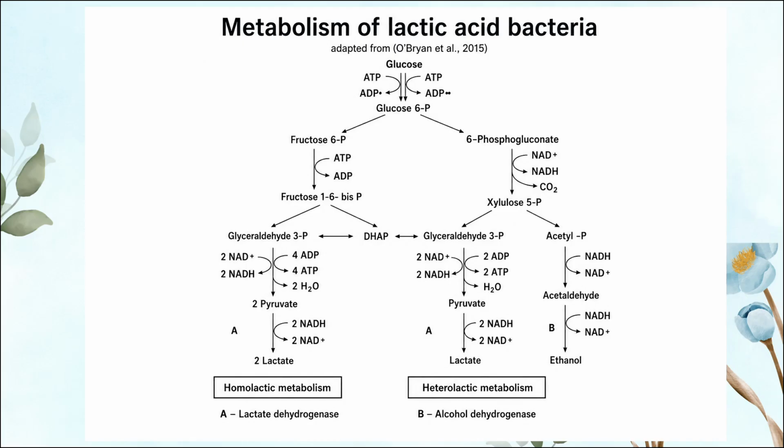This is the metabolism involved in the production of lactic acid. The primary substrate is glucose. From glucose, 2 lactic acid are produced by the process of homolactic metabolism with the presence of the enzyme lactate dehydrogenase. And from glucose, along with acetic acid and ethanol, lactic acid is produced by heterolactic metabolism, with the help of the enzyme alcohol dehydrogenase.